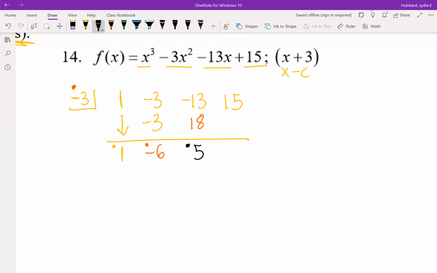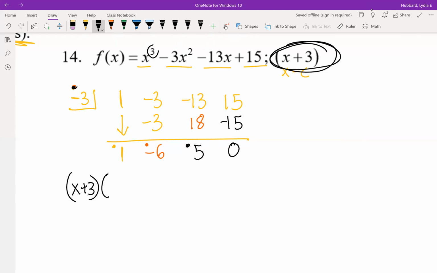And then 5 times negative 3 is negative 15. And I'll add straight down and get 0. Okay, so by doing this, I factored out that factor of x plus 3. And again, this time I only did it once, so I'm only going to drop down 1 power from my original. My original was 3, so this will be x squared minus 6x plus 5. And again, those coefficients are coming from right here after I divided.